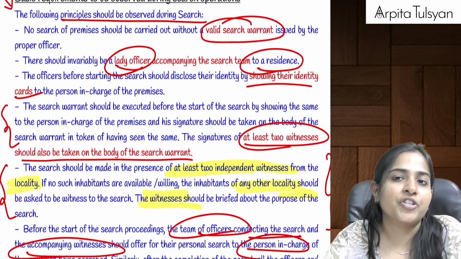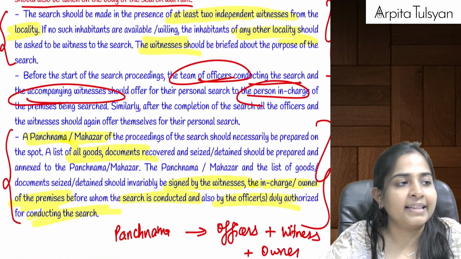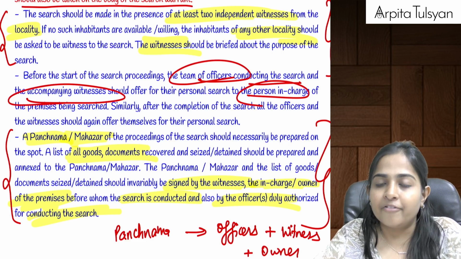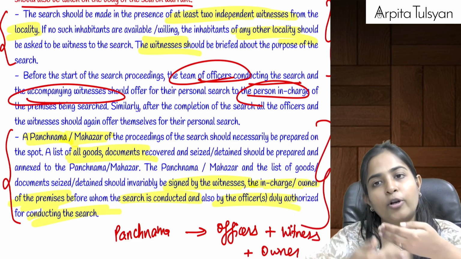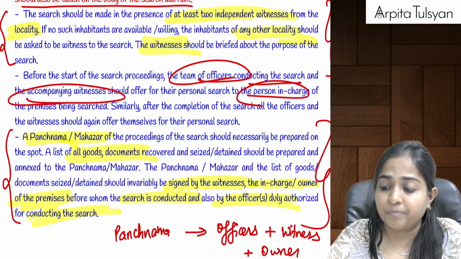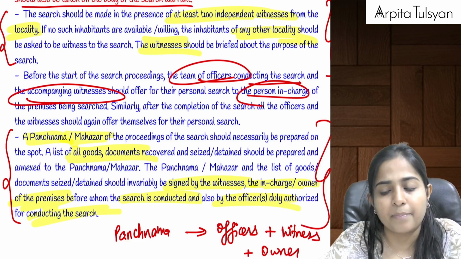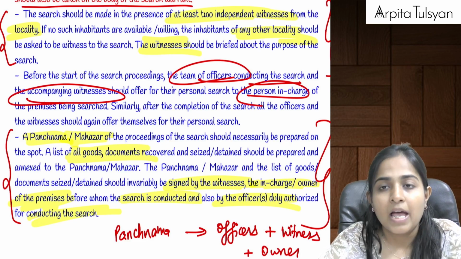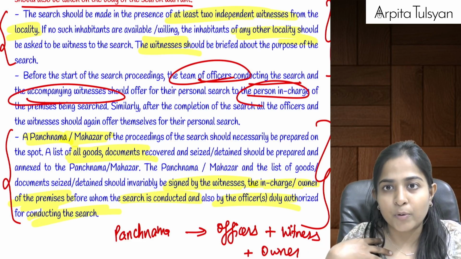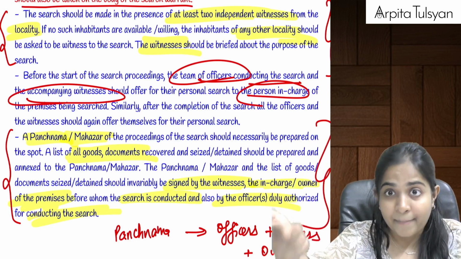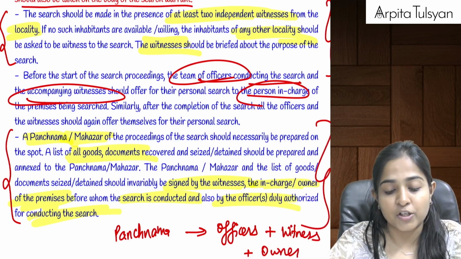And once the search is completed, there will be a document called Panchnama or Mahazar that will be prepared, which will also include a list of all the documents, goods, etc., which have been seized by the officers. This Panchnama should be signed by the officers who are doing the search. It should be signed by those 2 witnesses. It should be signed by the owner or the person in charge of that premises.